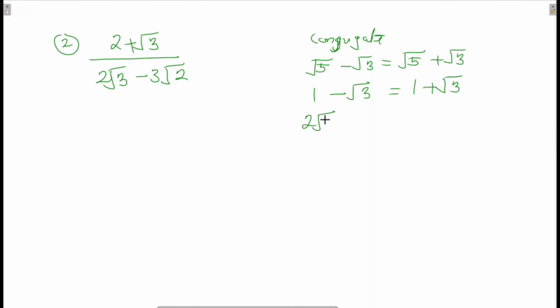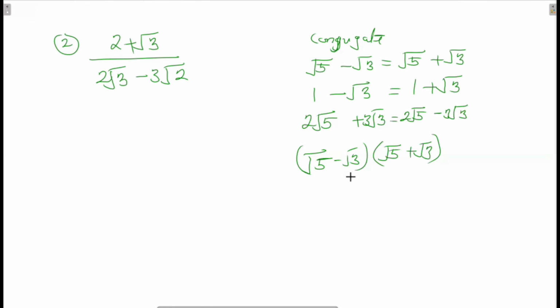So look at this too. If you have 2 root 5 plus 3 root 3, the conjugate here is 2 root 5 minus 3 root 3. That is the conjugate. So what I'm saying is, when you multiply a surd and its conjugate, you just get a number. Now just pick one and confirm. If I say root 5 minus root 3, I multiply it by its conjugate, root 5 plus root 3.